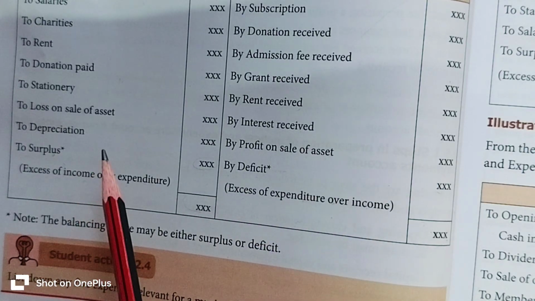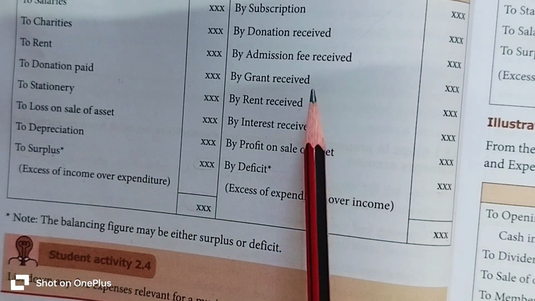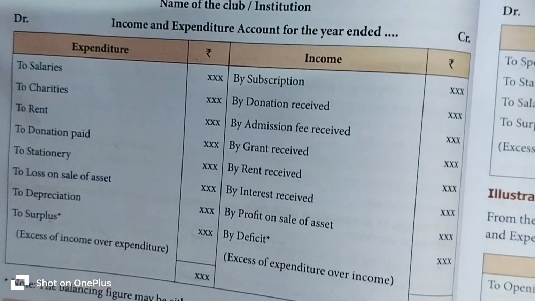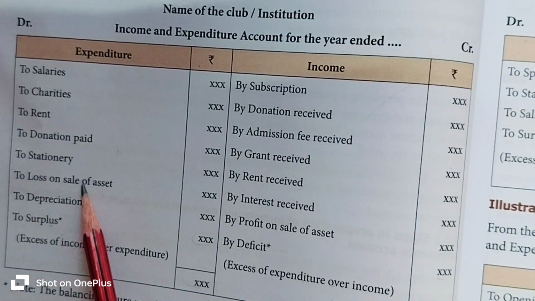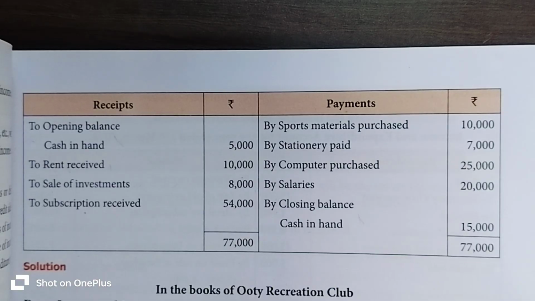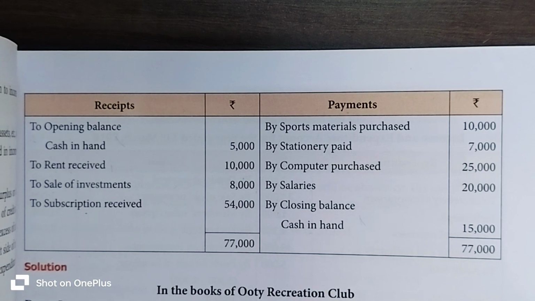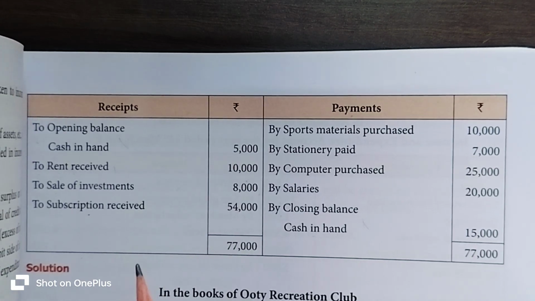Listen carefully: you have to enter only revenue receipts on the income side, and only revenue expenditure on the expenditure side. Only revenue receipts and revenue expenditure will appear in the income and expenditure account.